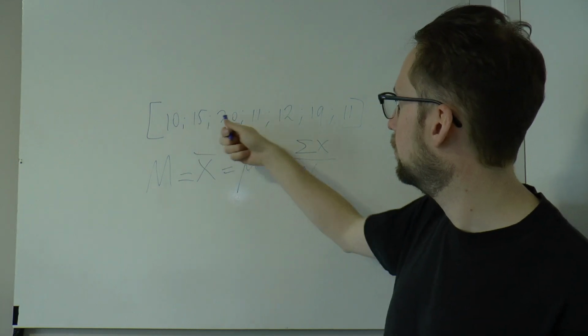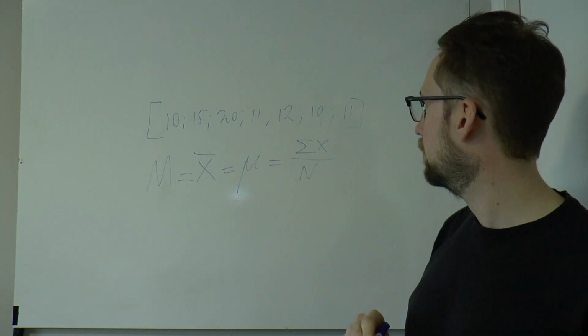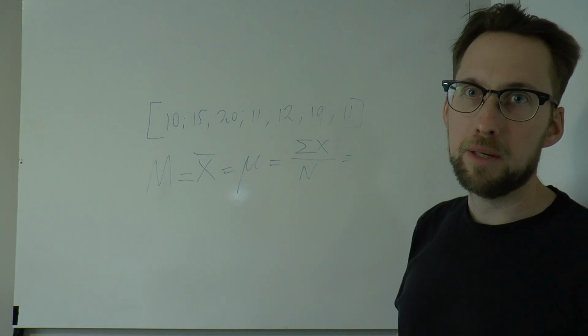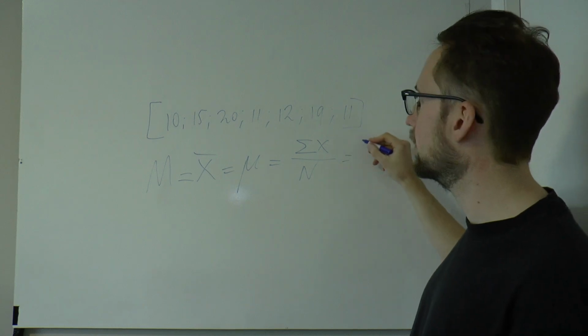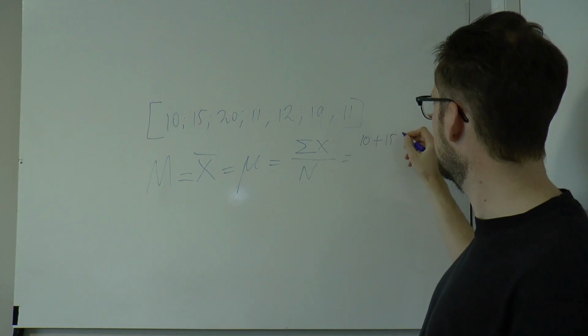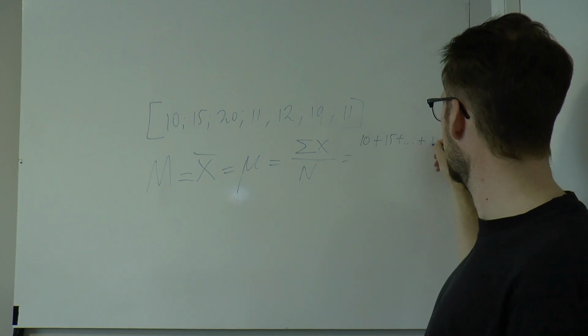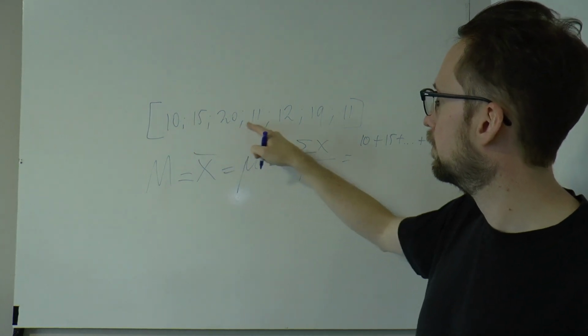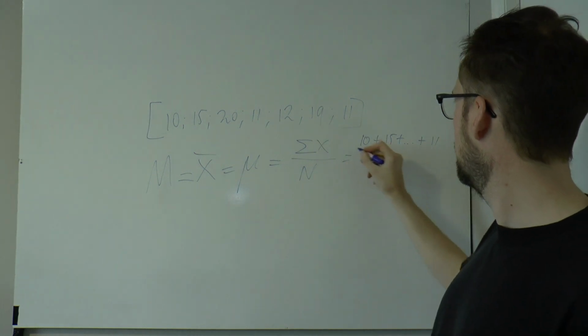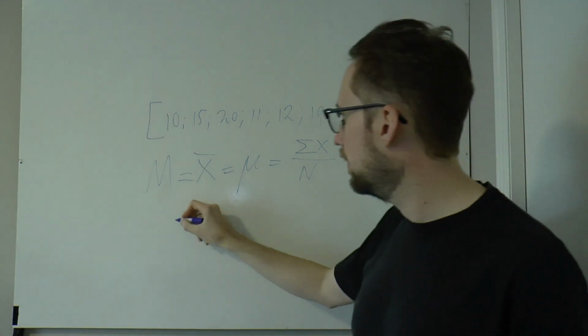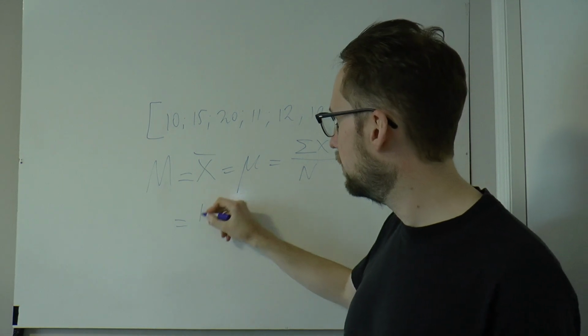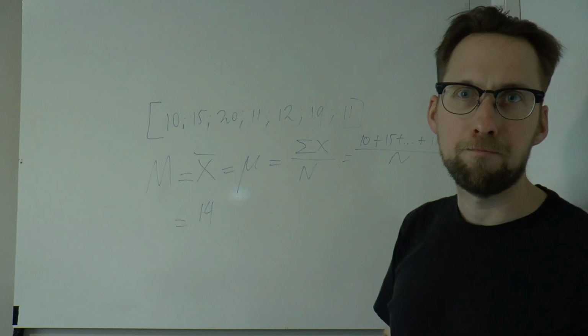Well, I just said 1, 2, 3, 4, 5, 6, 7 total number of observations. So how would I compute this? I know that you can already do this. 10 plus 15 plus ... plus 11. This plus this plus this plus this plus this plus this, divided by n. And what you should have found then is 14.